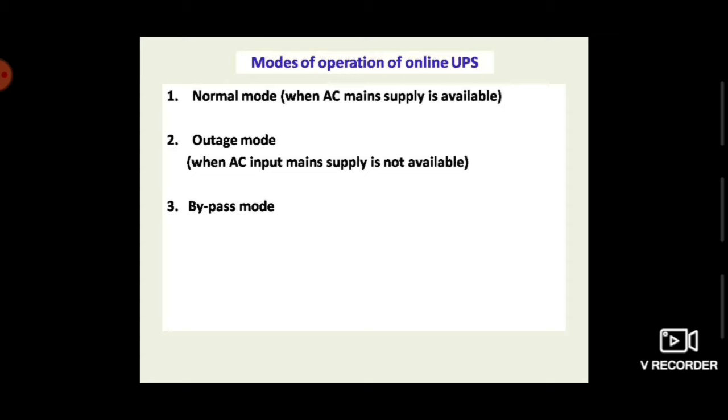I have already told you about this, that when the inverter or the rectifier is faulty, then the UPS part will not be able to operate. Then in that case we have to use the main static switch, and the AC main supply will feed the critical load directly.